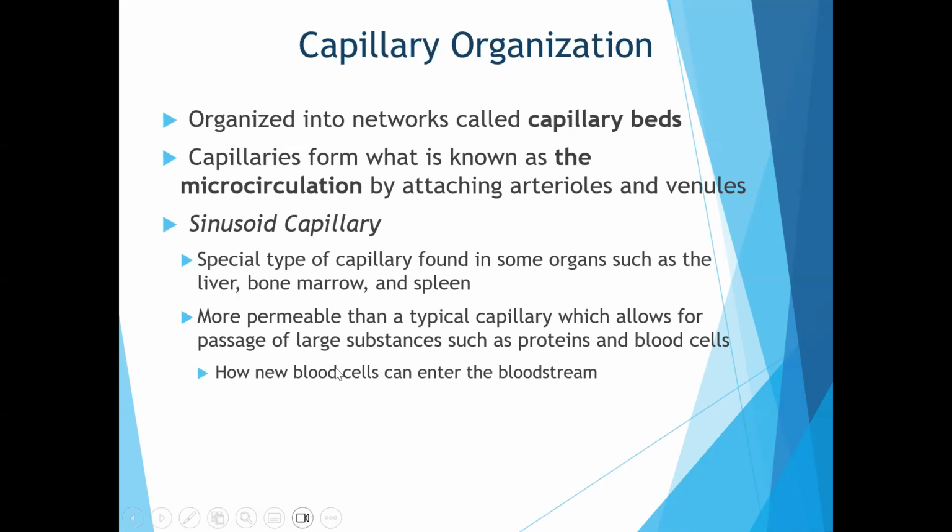And as I said, for our bone marrow example, this is how we can get new blood cells to enter the bloodstream. The spleen is like a massive store of blood cells that helps regulate our blood volume, so they can get more blood into the bloodstream that way as well. So remember, sinusoid capillaries are a special type. We only find them in some places, and they're very permeable.